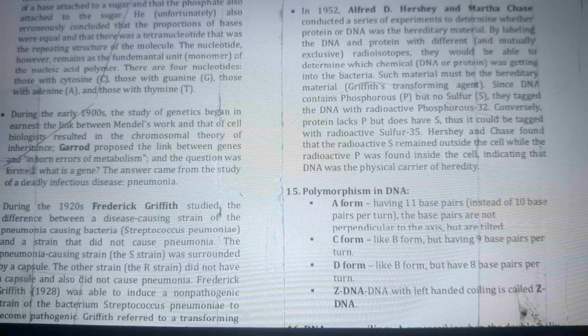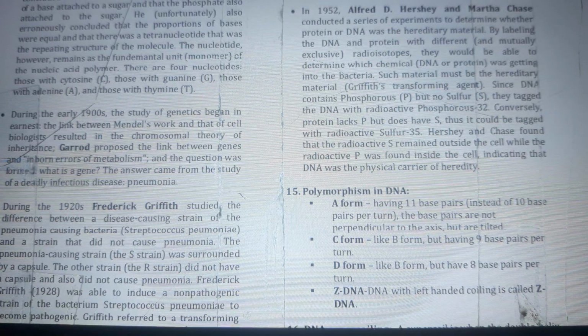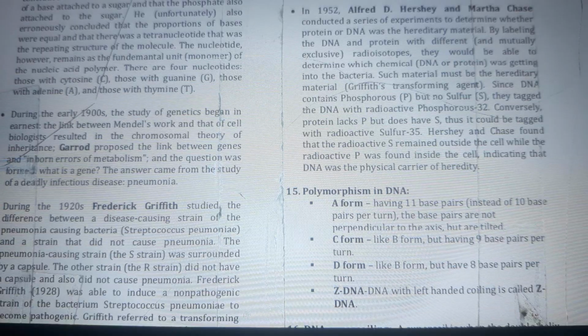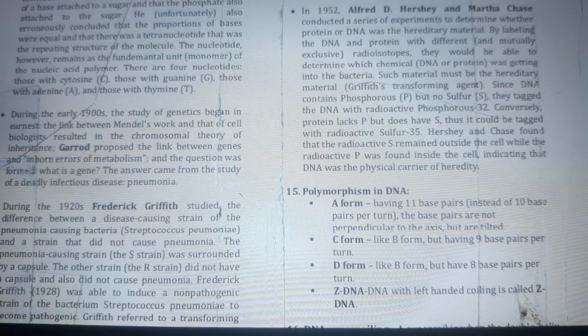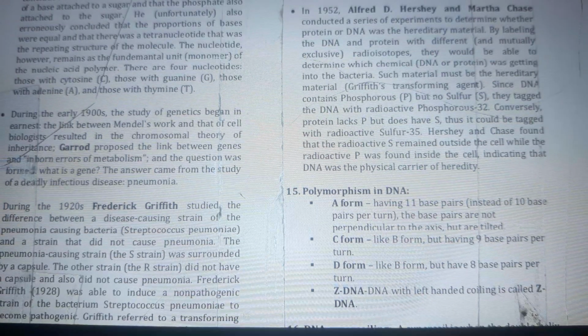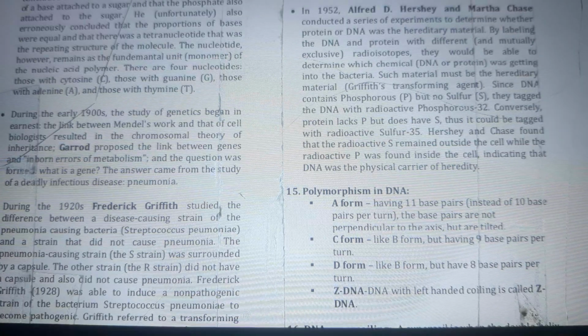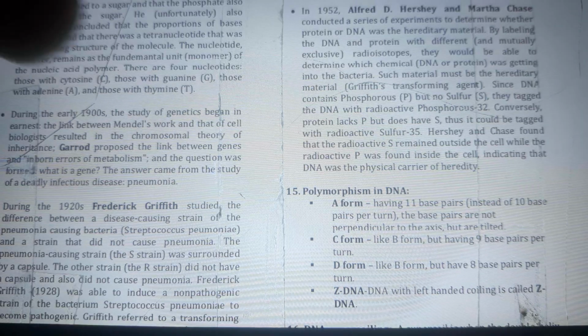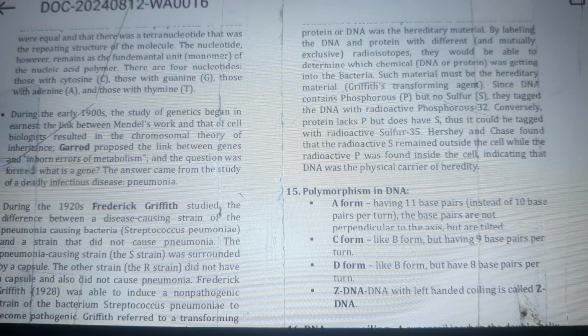During the early 1900s, the study of genetics began in earnest. The link between Mendel's work and that of cell biologists resulted in the chromosomal theory of inheritance. Garrod proposed the link between genes and inborn errors in metabolism, and the question was formed, what is a gene? The answer came from the study of the deadly infectious disease pneumonia.